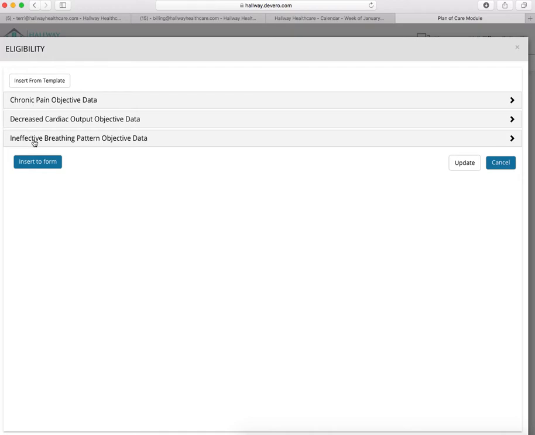And I could actually choose ineffective breathing pattern, but I'm going to go ahead and say that based on my assessment, I'm going to choose impaired gas exchange, because when my patient was complaining of being short of breath, I checked and assessed his oxygen saturations, and they were 87%. So that is more impaired gas exchange than ineffective breathing pattern.